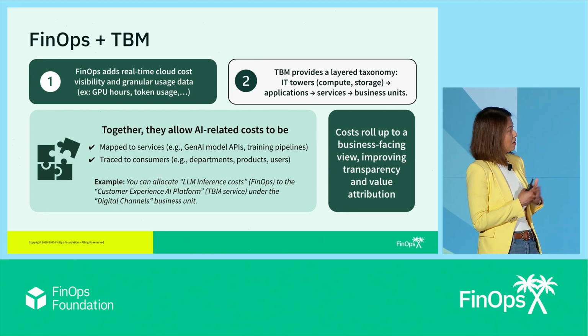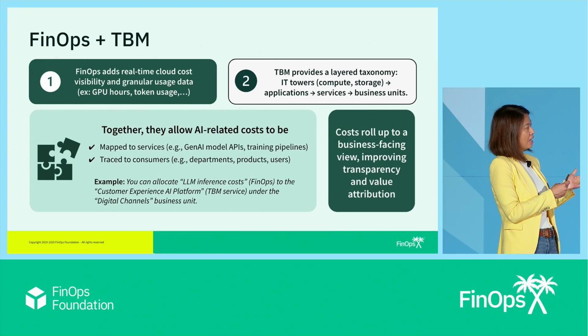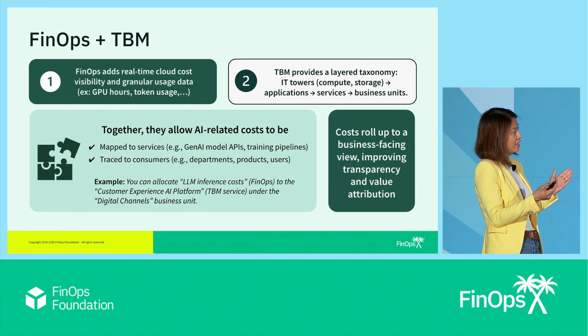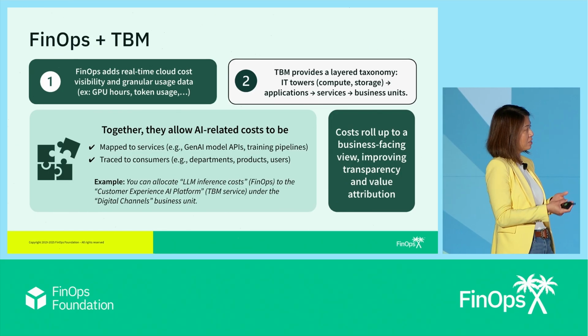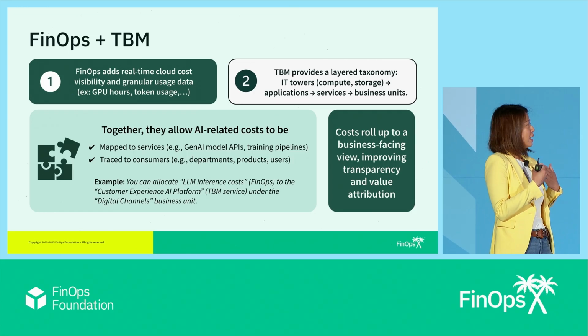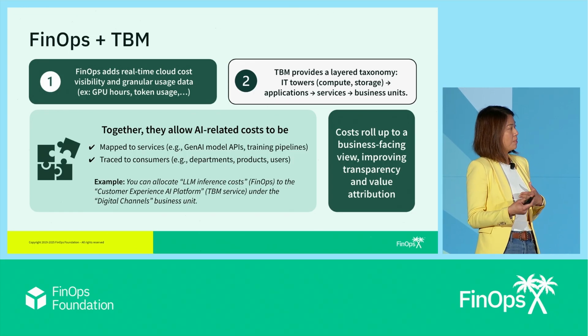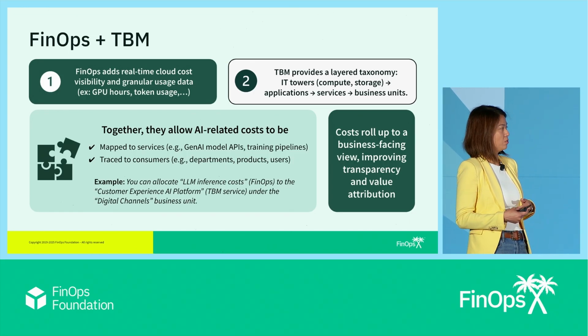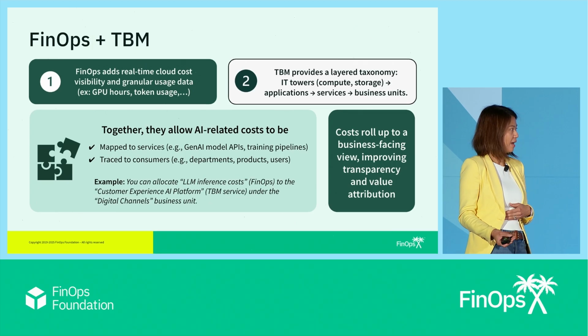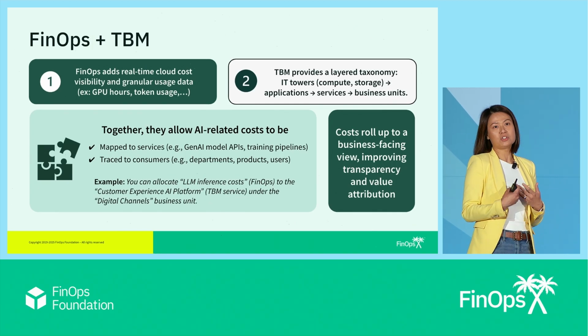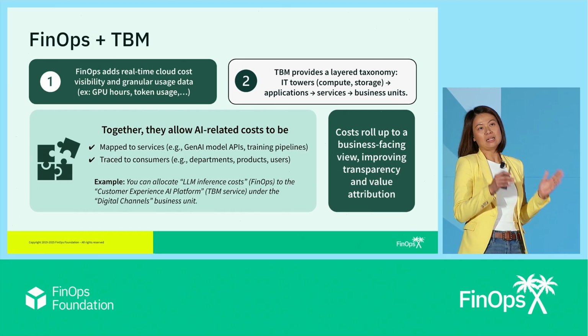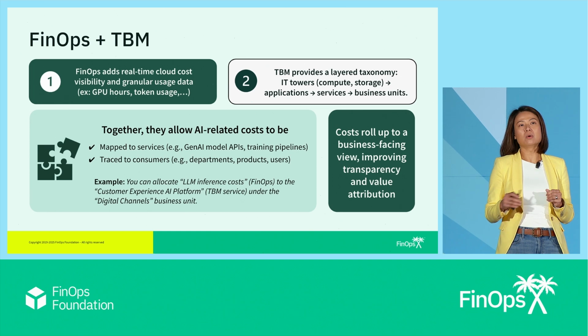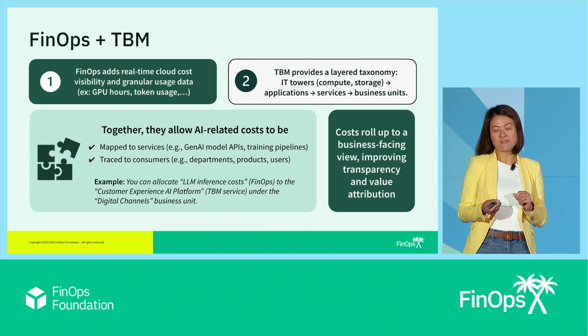So as you can see on the slide here, we can now speak the terms of allocating the LLM inference costs, the FinOps term, in terms of aligning it to the customer experience AI platform, which is really one of the service lines that we have under the digital channel business unit. So by aligning the various components, it will help us tell the cost story more effectively.